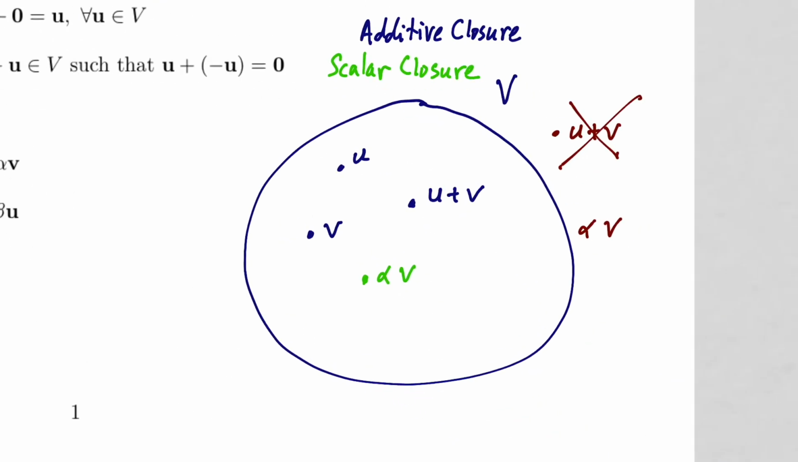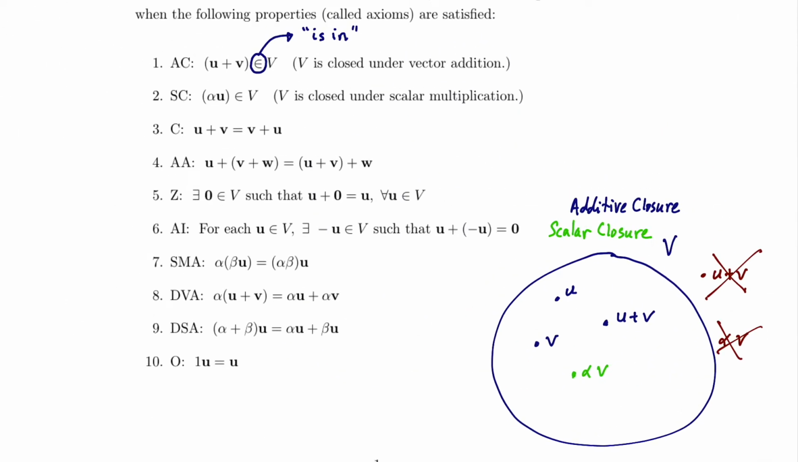So here's a little picture of scalar closure. I've got the vector v, alpha comes from the field, and if I multiply alpha times v, I get a vector that's inside the set V. I do not get a vector that's outside the set V. Every scalar multiple, which is what this is called, of vectors inside V are also inside V. So we say V is closed under scalar multiplication.